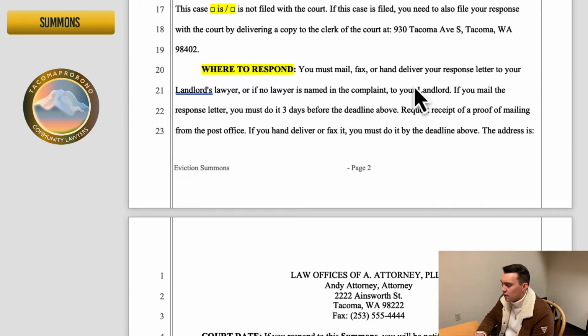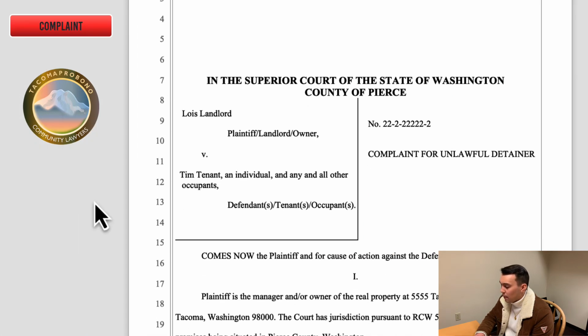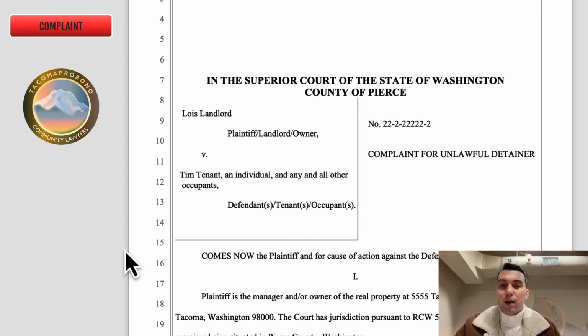Now, oftentimes, the summons will be paired with the complaint for unlawful detainer. And the complaint doesn't necessarily require an immediate response. However, the complaint's purpose is to set forth the allegations that are being made by the landlord. So this is kind of the landlord's opportunity to tell their story and make their request to the court for the relief they're seeking based on that story.